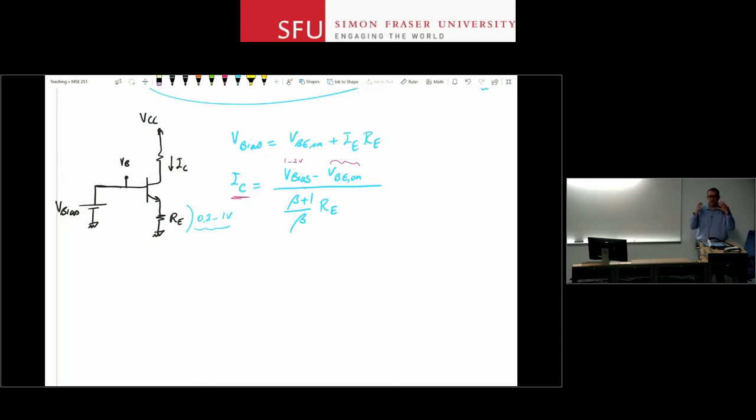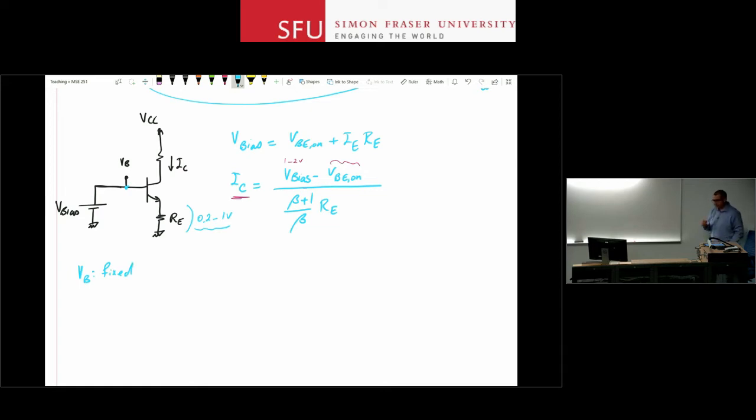Let's just see, in an engineering sense, how did this RE do the magic here? Why did the inclusion of this RE in the circuit make my IC less variable, less sensitive to the changes in temperature or changes in beta and things like that? The assumption here is that I have a fixed voltage at the base. So VB is fixed. I have a good voltage source that fixes that VB to whatever I want. Now let's assume that IC increases, with VB fixed.